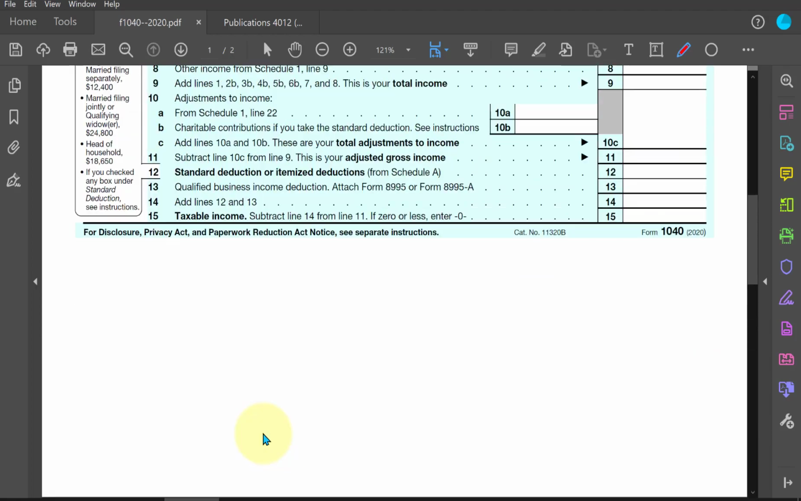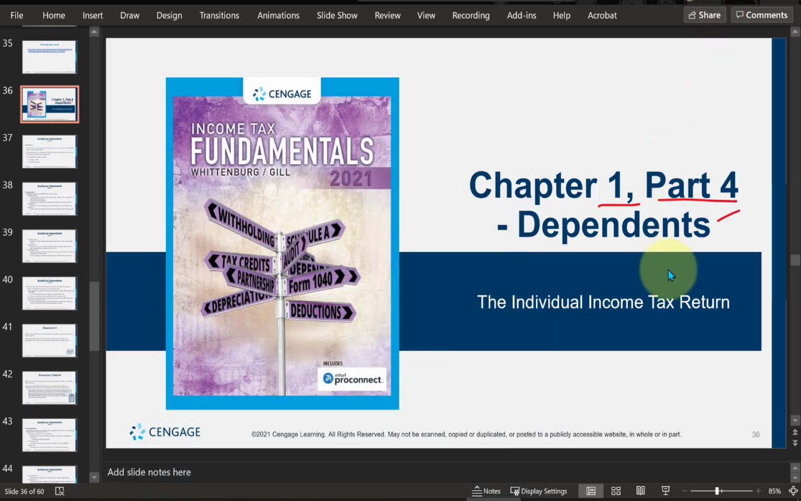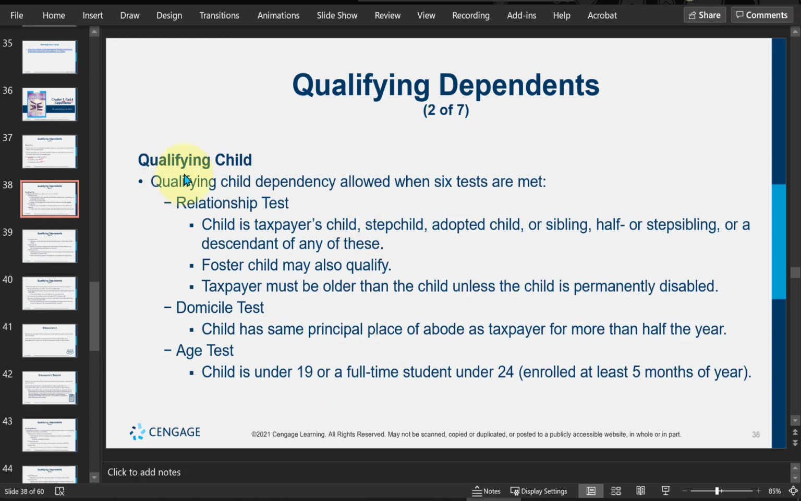So let's take a look at the rules of how we determine whether a person qualifies as dependent and if it's going to be for this qualifying child credit or other dependent credit. So again, we're going to determine whether the dependent is either a qualifying child, which is better, a bigger credit, than another qualifying relative. So the rule for qualifying child, you have to meet a bunch of different tests.